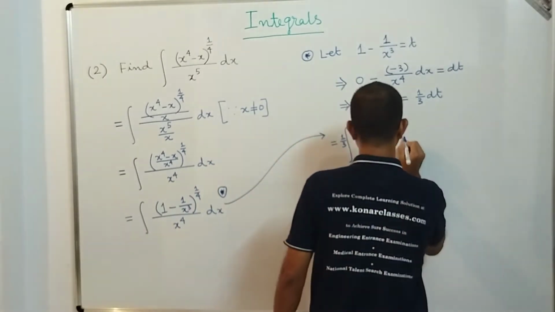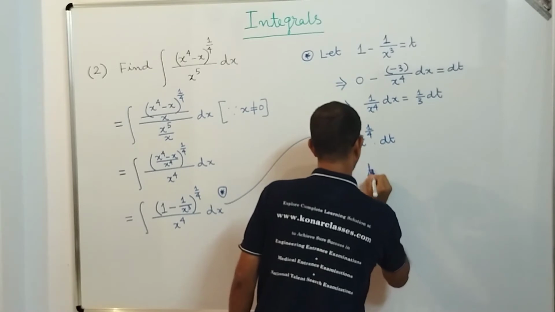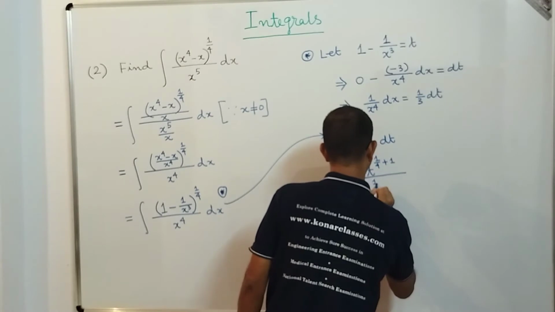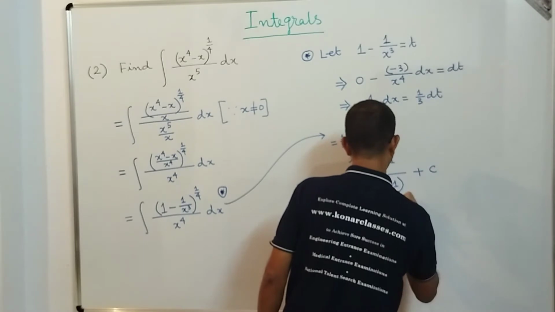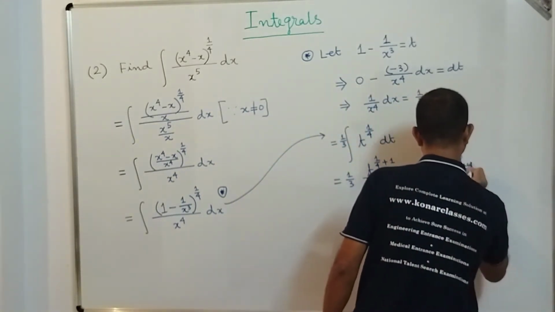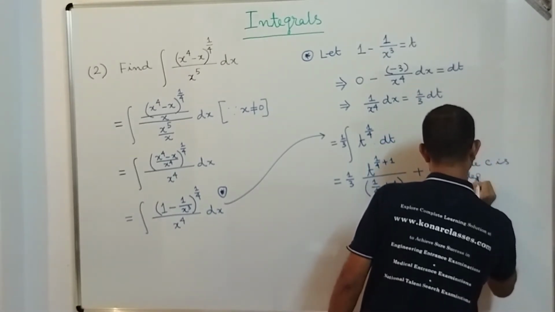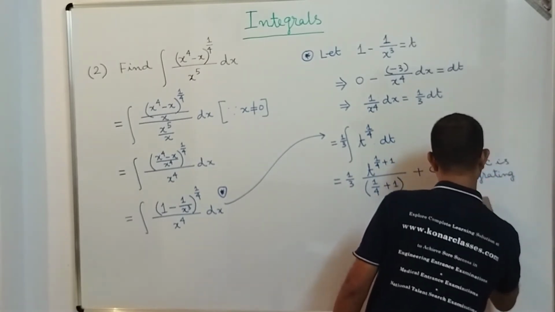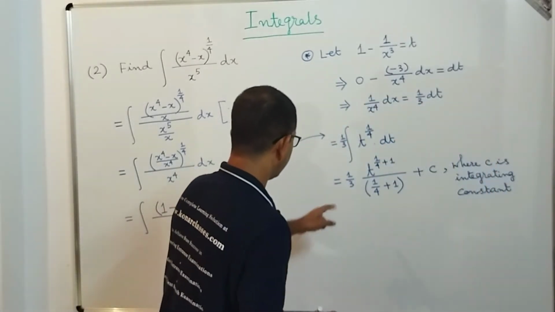So this is equal to what? We get 1 by 3 into t to the power 1 by 4 plus 1 divided by 1 by 4 plus 1 plus c, where c is the integrating constant. Now what will happen here, dear students?